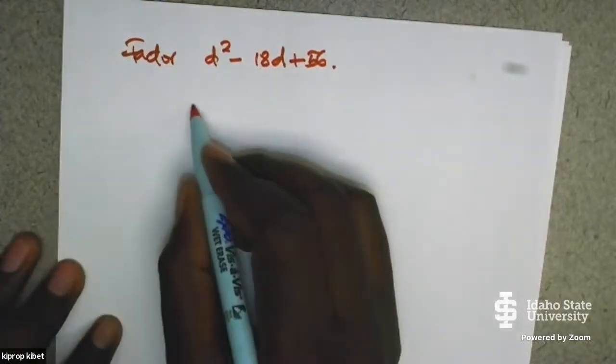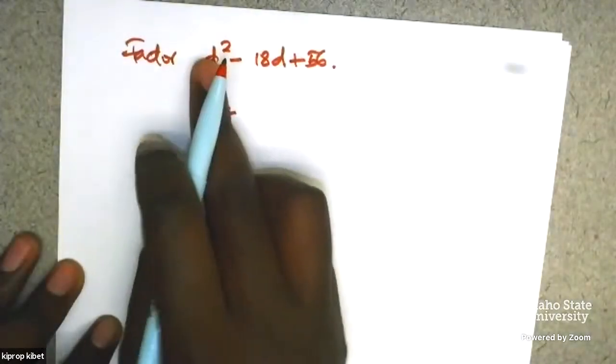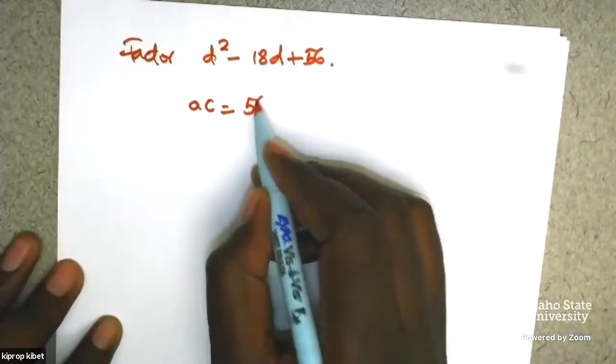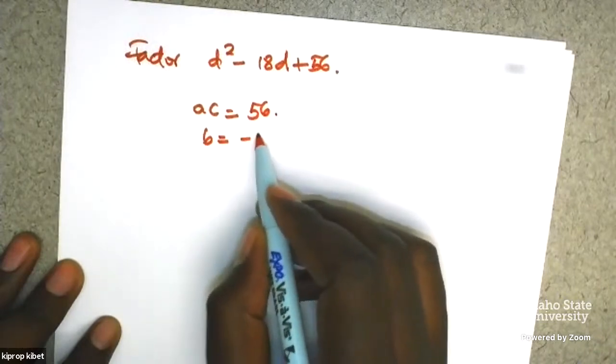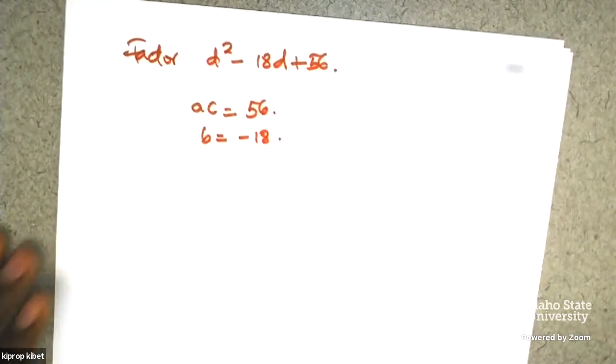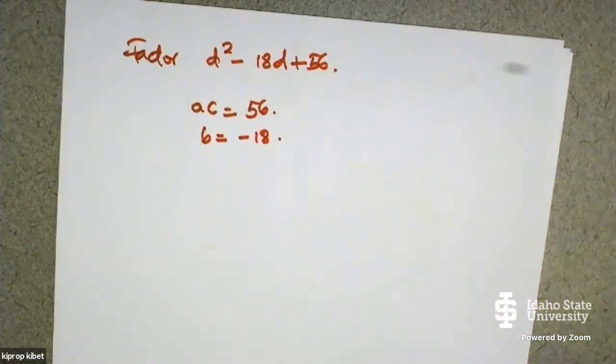So AC is equal to 1 by 56, which is 56. B is equal to minus 18. So we need to get two numbers in which the product is 56 and the sum is minus 18. So what are the two numbers?